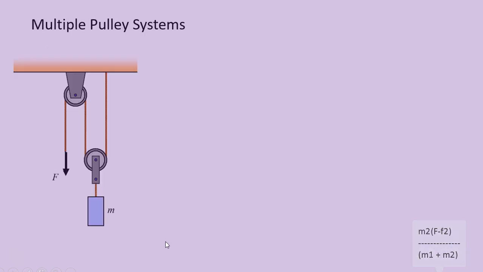Let's move on now and look at multiple pulley systems. We have a system of 2 pulleys, one attached to a fixed surface, presumably a ceiling, and we have another one that's attached to the object with mass of m that we want to raise. We want to take a look at the force diagram.